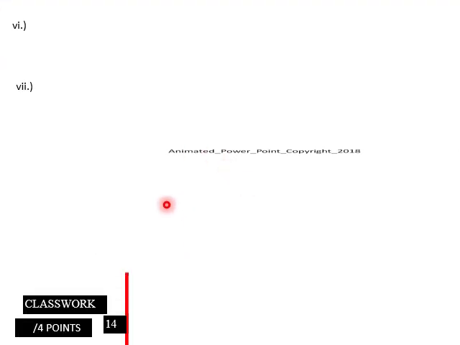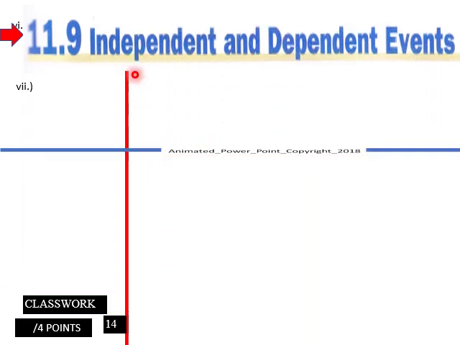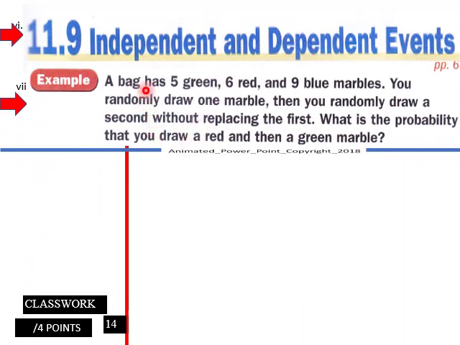Let's move on. So let's go into our next example here, which would be 11.9, independent and dependent events. A bag has 5 green, 6 red, and 9 blue marbles. You randomly draw 1 marble, then you randomly draw a second without replacing the first. What is the probability that you draw a red and then a green marble?